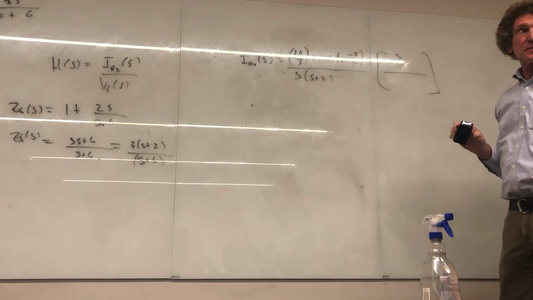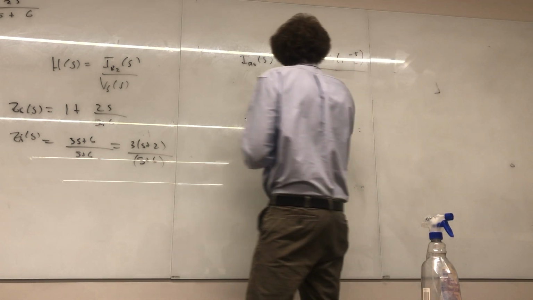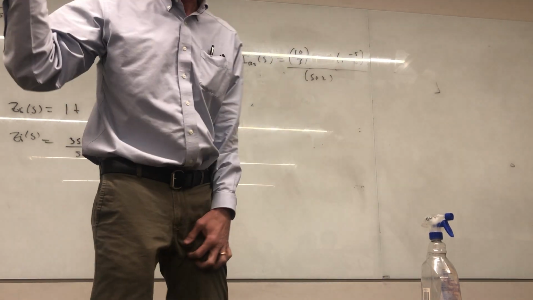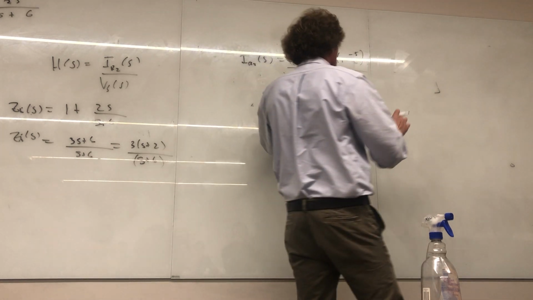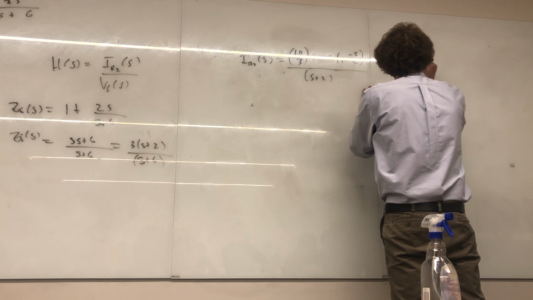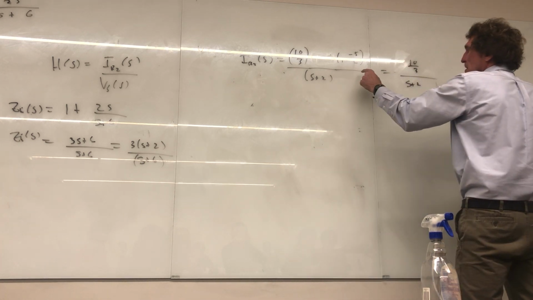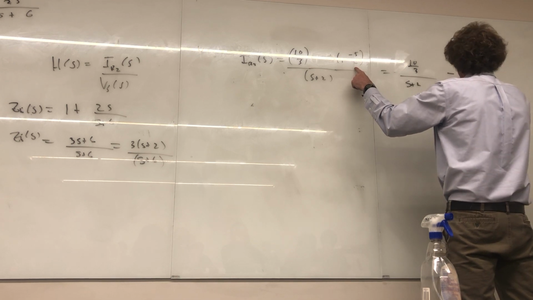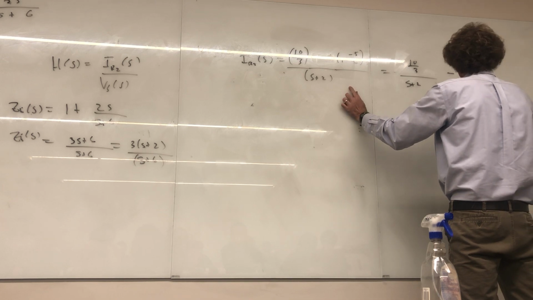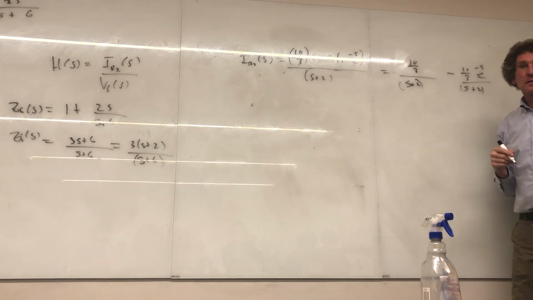What's the next thing that cancels? S cancels, so we get rid of that whole thing, we get rid of that. Now I'm left with this, correct, class? Now we expand that. I don't know if he did it this way exactly, but this is basically how I would do it. So now I can expand this, and I have 10 over 3 over S plus 2. And then I'm going to have minus 10 over 3 e to the minus S over S plus 2. You agree with me, class?